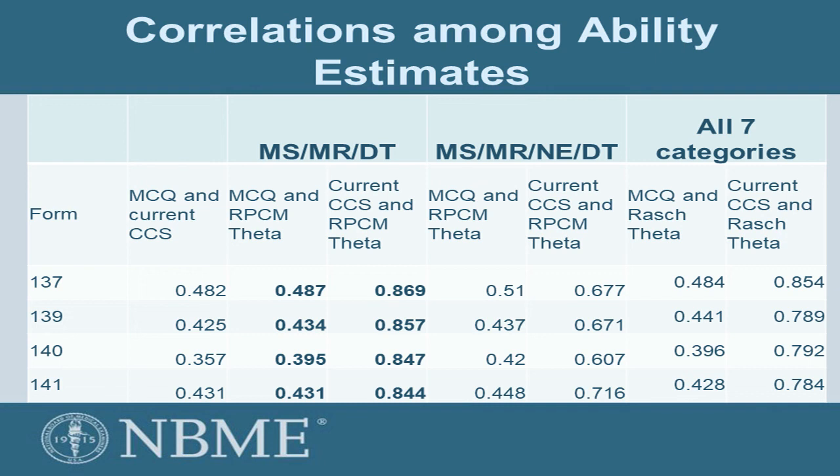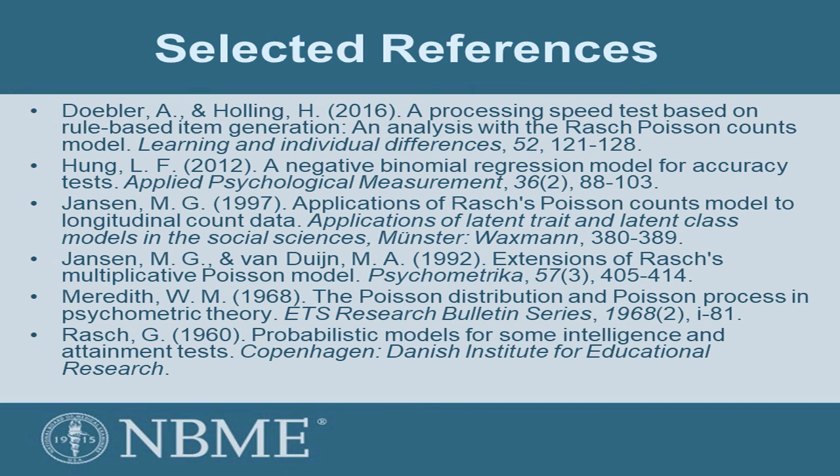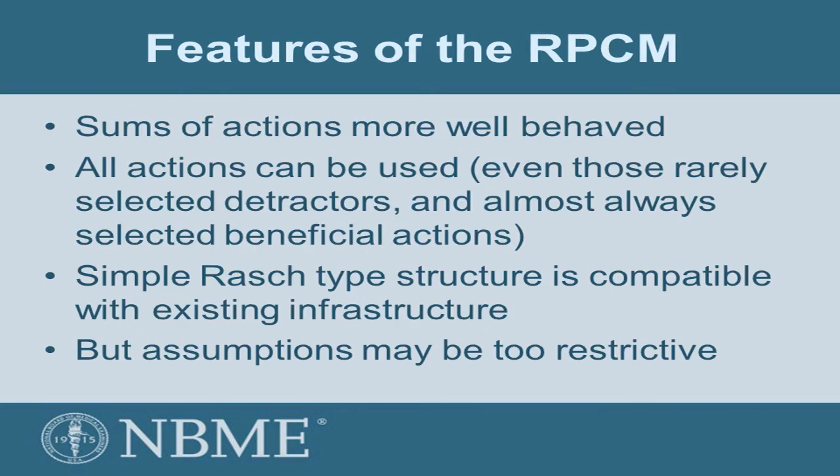Again, for later reference, I will send the slides around if somebody's interested in this particular model. There's a lot on the Rush-Poisson count model. Margot Janssen has done a lot of stuff. Anna Döbler, Heinz Holling, Meredith, Rush has actually written about this. After all, it's the Rush-Poisson counts model. But it's a really nice application of a pretty straightforward model, to process data where you find additional strategies that you wouldn't have seen otherwise.